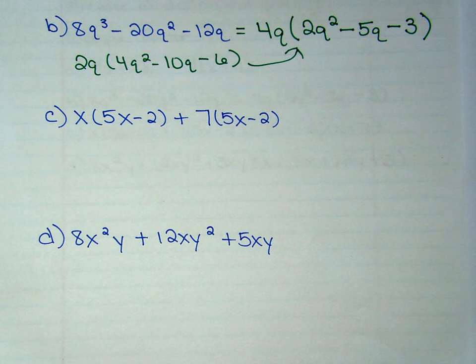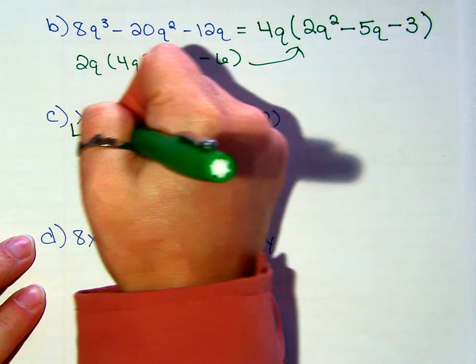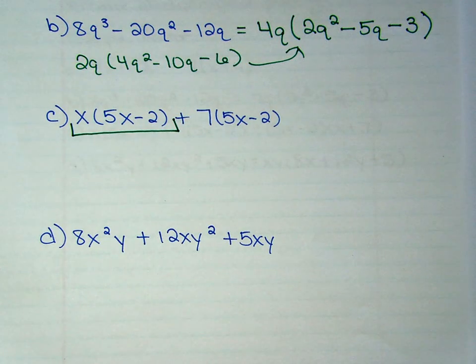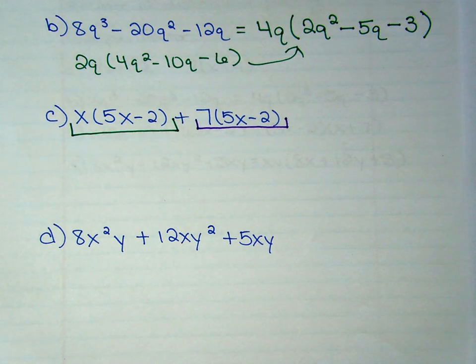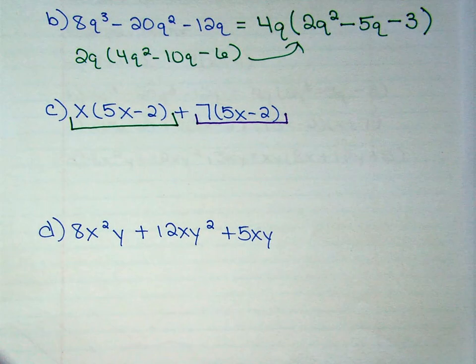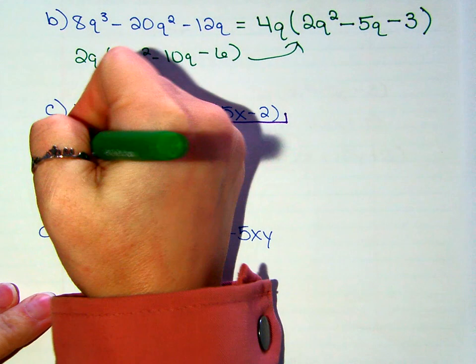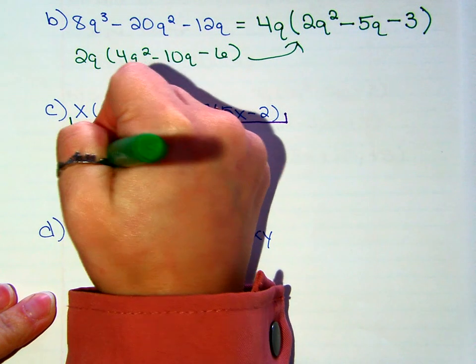We have 2 terms at play. We have this first term, which is the x times the 5x minus 2, and we have the second term at play, which is 7 times the 5x minus 2. So looking at those 2 terms, what do they have in common? The 5x minus 2. That whole set of parentheses is the same thing in the green section versus the purple section, or in the first term versus the second term. So I'm going to pull out that entire set of parentheses, the 5x minus 2, because it has the same thing here as in here.